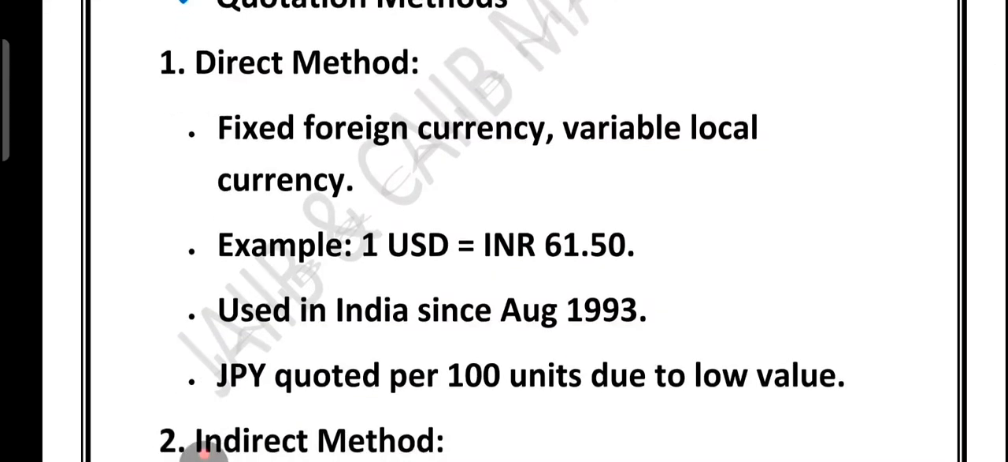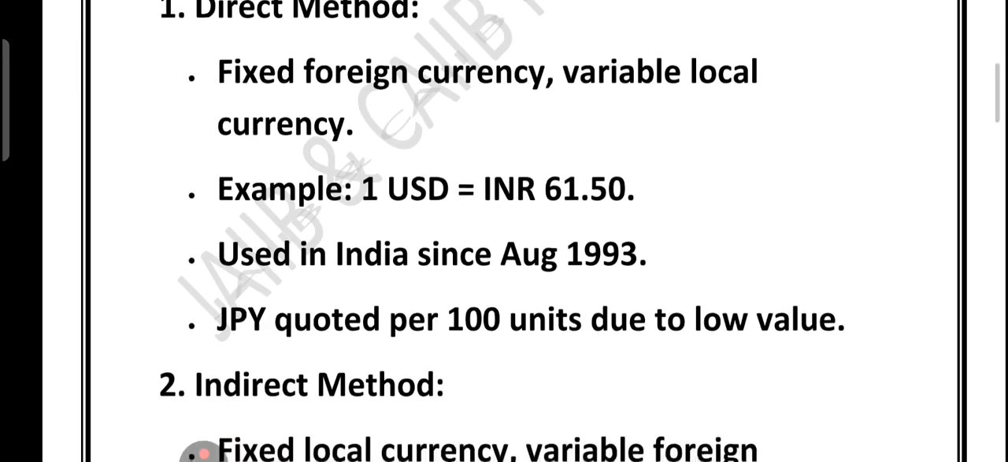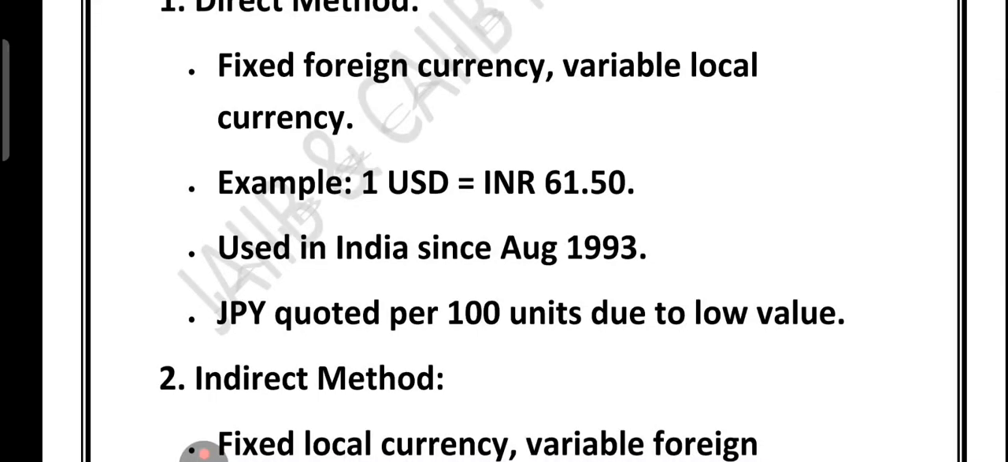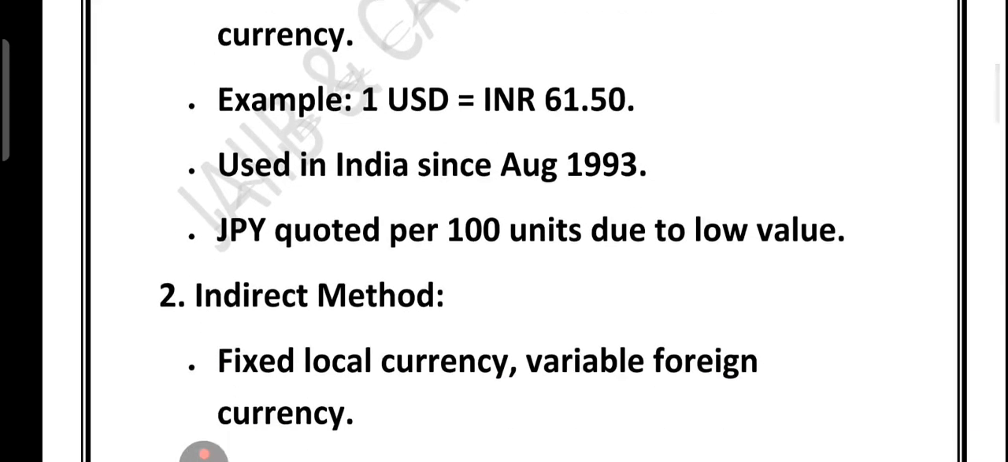Direct method means you have a fixed foreign currency and a variable local currency. Suppose I say $1 is equal to 61.50 INR. Here the foreign currency, the dollar, is fixed, and our local currency, Indian rupees, is variable. This is used in India since August 1993. Japanese yen is quoted per 100 units due to its low value.